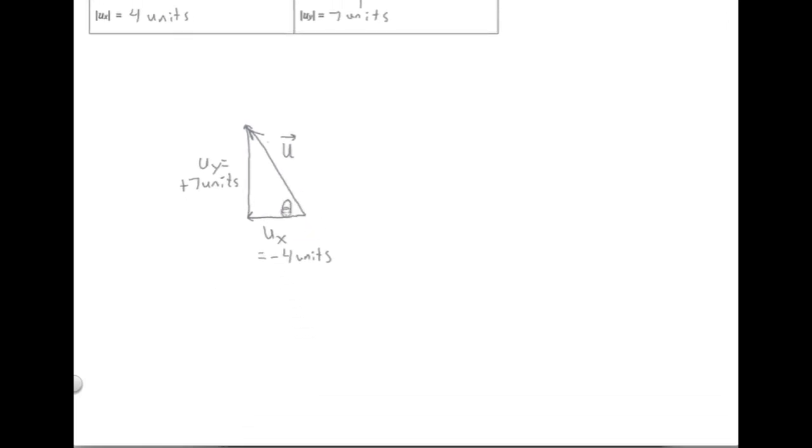Now I know that ux is negative 4 units, and uy is plus 7 units. So we need to figure out the magnitude, the length of the hypotenuse, and this angle. I'm going to do the direction first because people tend to forget the direction if they don't do it first. So I'll do the direction first, which means finding this angle. So for that, we're going to use SOHCAHTOA.